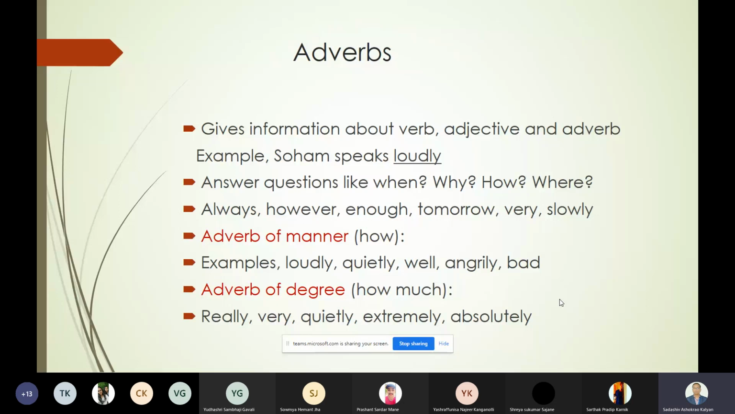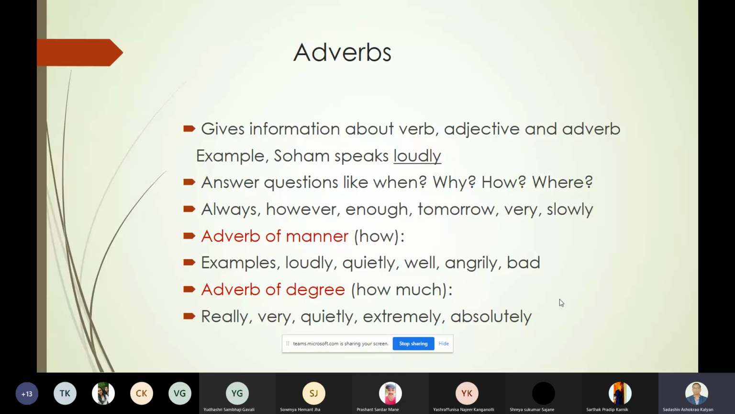So whenever we want to use the adverb of manner, it is trying to tell us how. Here the word how is very important whenever we try to speak about the manner. Okay, how old am I? So here the word how is trying to tell us the adverb of manner.